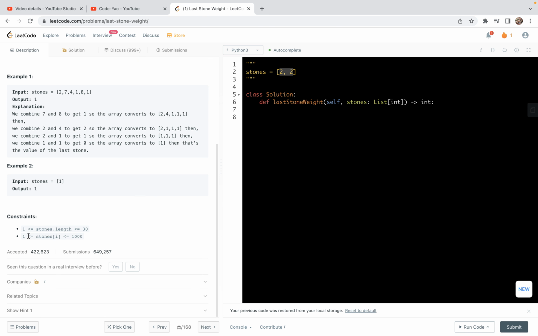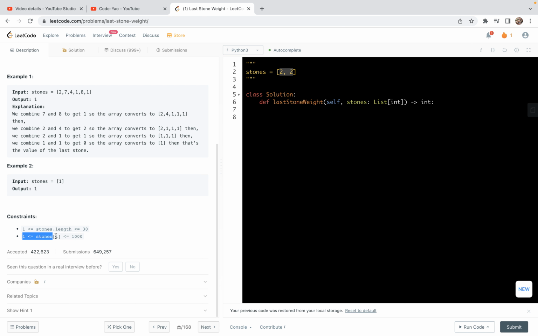Before we look at the coding part, let's also look at the constraints. Typically, we regard the constraints as additional assumptions. Like here, we have 2 additional constraints. The first one is on the list length. The length is bounded below by 1. In other words, the stones list is not empty at the very beginning. And its length is bounded by 30. So basically, it's a very short one.